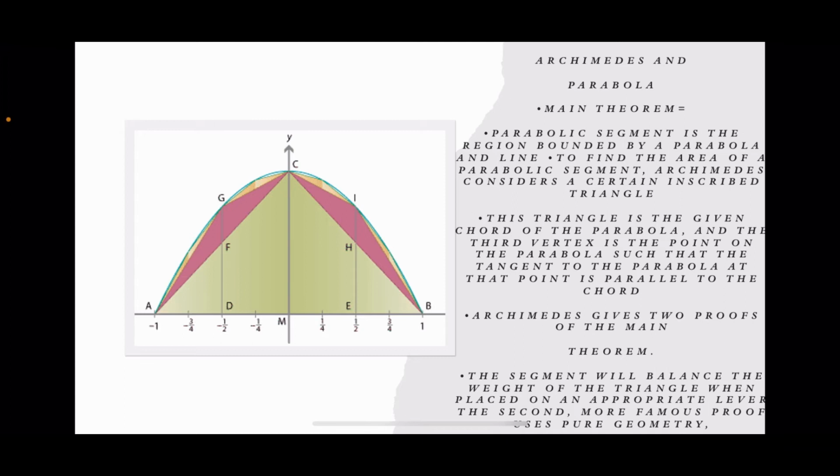And Archimedes gives two proofs of the main theorem. The first is that the segment will balance the weight of the triangle when placed on a lever. The second, more famous proof uses pure geometry. Now, let's go to the next slide.